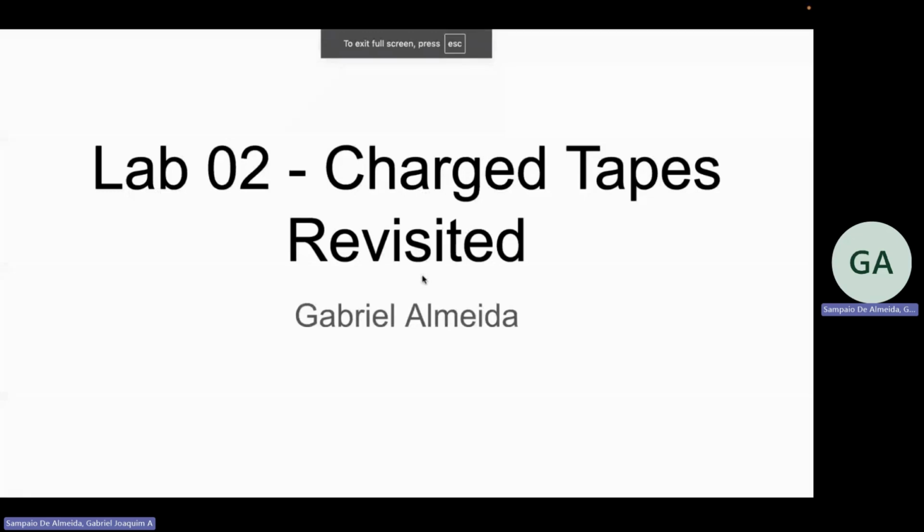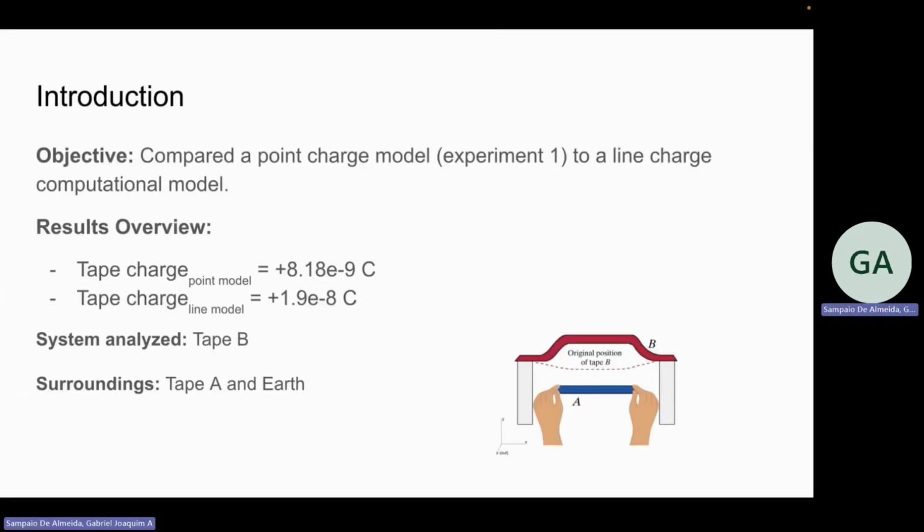My name is Gabriel, and today I'm going to go over lab number 2, charge tapes revisited. The objective of this lab was to compare a point charge model done in experiment 1 to a line charge computational model. As an overview, the tape charge point model yielded a charge of 8.18 × 10^-9 coulombs, and the line model gave 1.9 × 10^-8 coulombs.